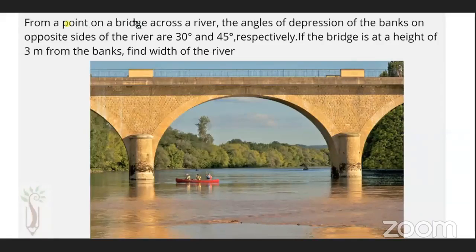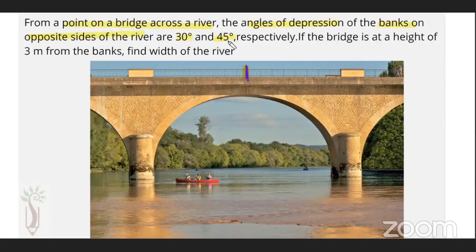There is a point on the bridge. Okay, so let's mark a point on the bridge. Let's say this is a point on the bridge where the person is standing, or let's say a man is standing here. Okay, then the angle of depression of the banks. What is a bank? The two ends of where the river flows, right? So it's a bank, opposite side of the river. Okay, is 30° and 45°.